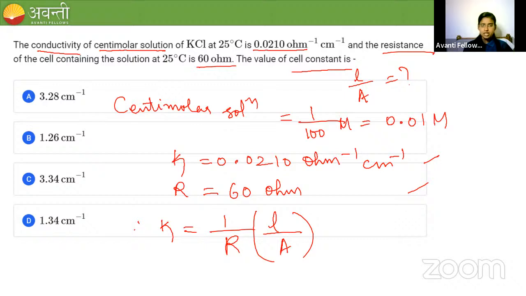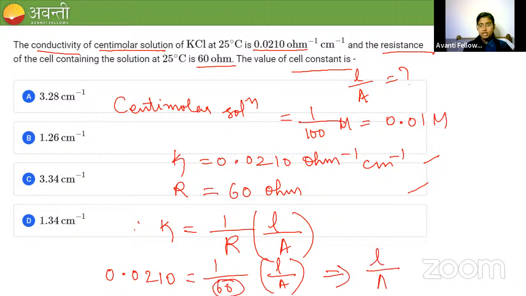So substitute the values here. Kappa, which is 0.0210, is equal to 1 by 60 times L by A. We are asked to find out L by A. So take this 60 to the other side and multiply it with 0.0210. From that, the L by A value will come out to be 1.26 centimeter inverse. So option B will be the correct answer. Okay, clear? Is it clear for all of you? Yes. Good students.